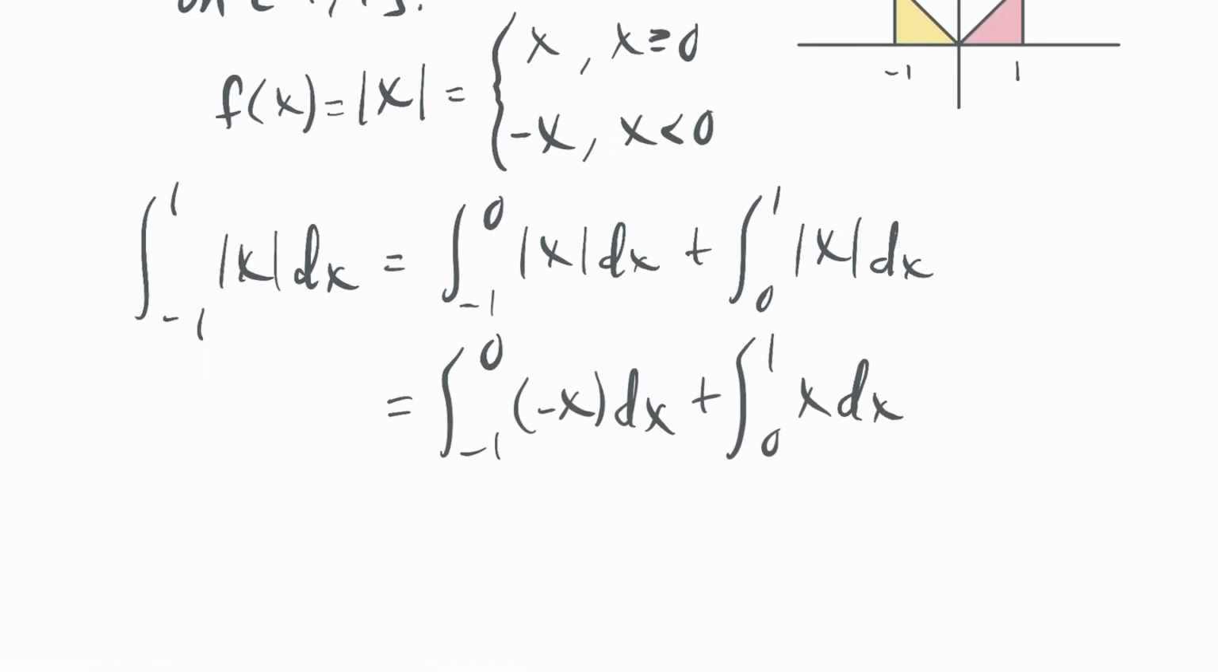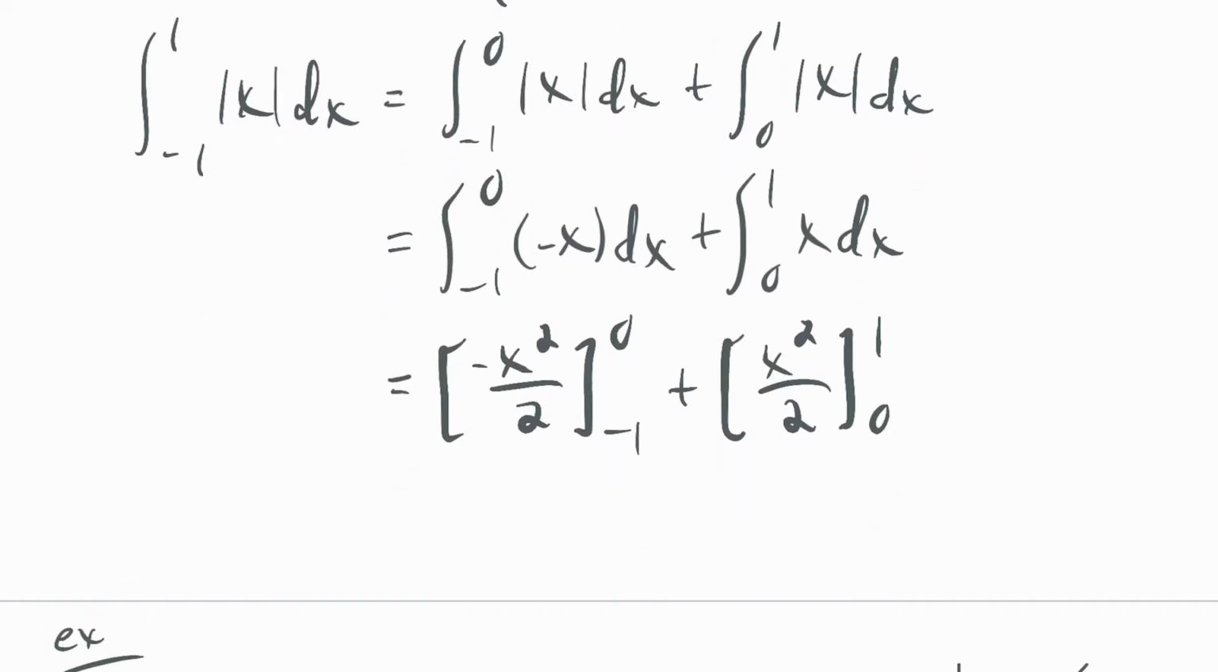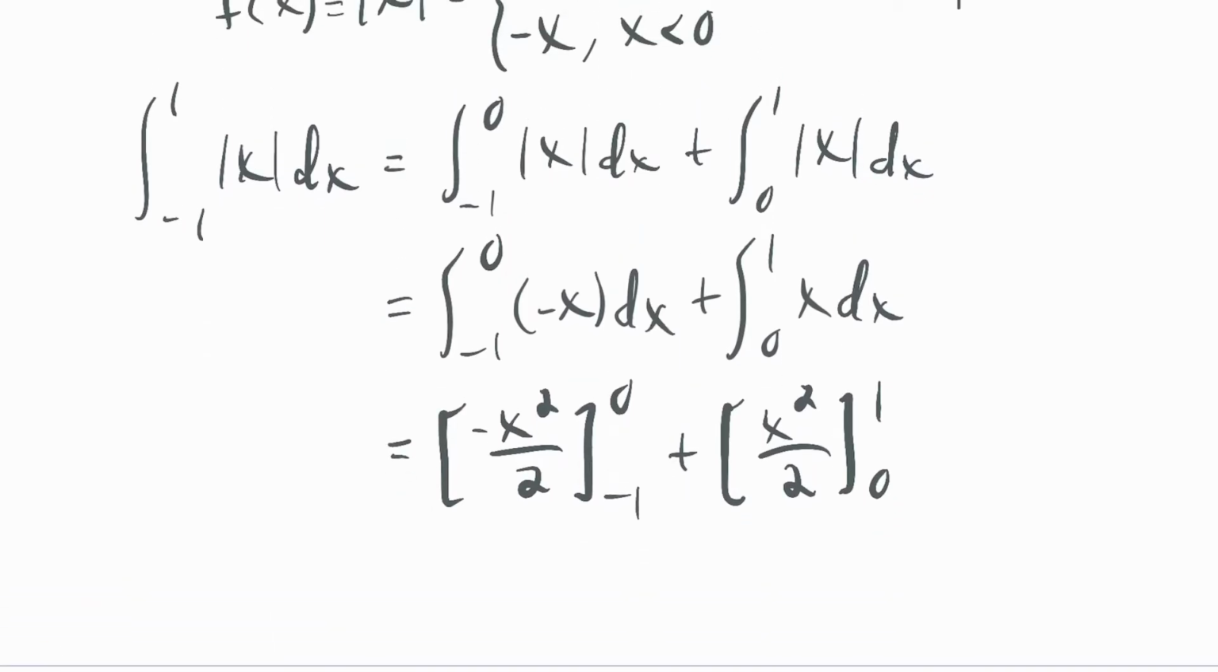And now I can apply the fundamental theorem. I can say, okay, the antiderivative of -x is -x squared over 2. So put this in brackets, -x squared over 2, evaluated at 0 and -1, plus x squared over 2, evaluated at 0 and 1. Oh, I'm running out of room here. Yeah, that's okay. I think we'll be fine.